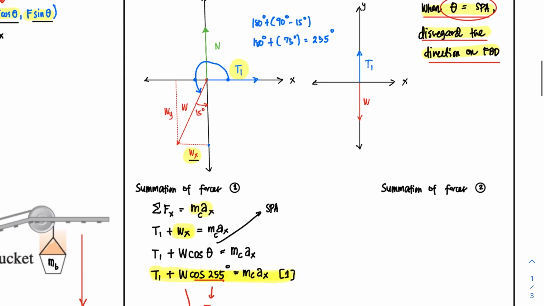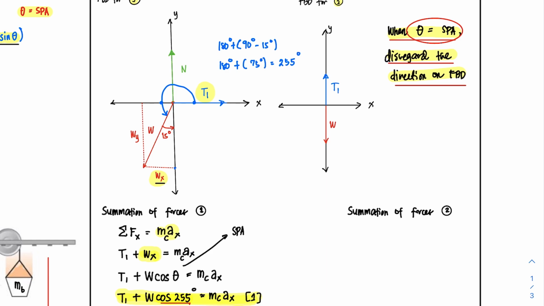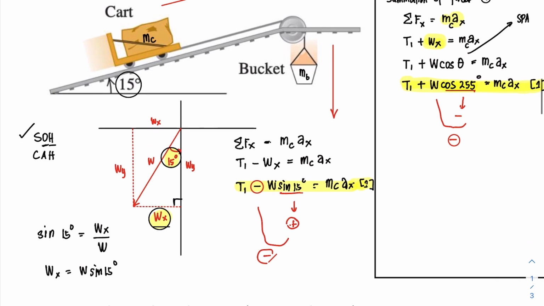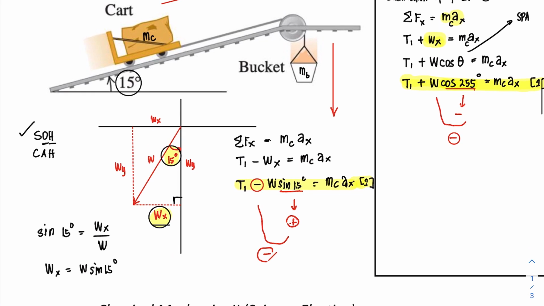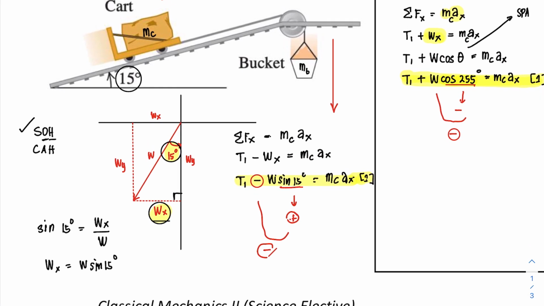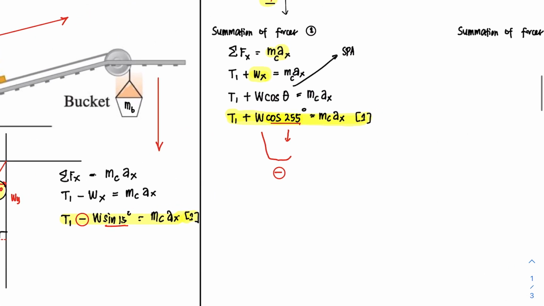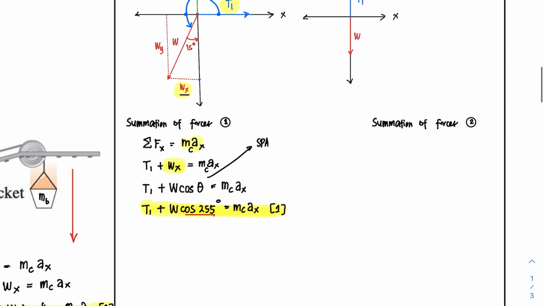Okay, so just to avoid confusion, I am summing up. Whenever you use theta as a standard position angle measurement, you disregard the direction on the FBD. If you're not using SPA, you have to take into account the sign on the FBD. Okay? So I am hoping that is clear, and you will have exercises for problem C and D. And I will post the solution later for you to try it on your own. So yeah, that's your equation 1.